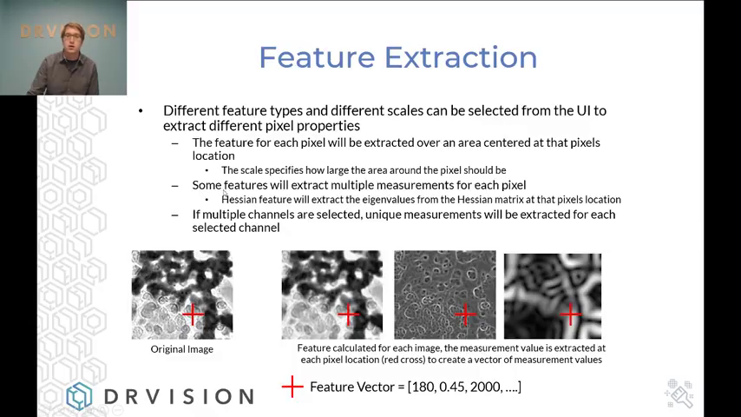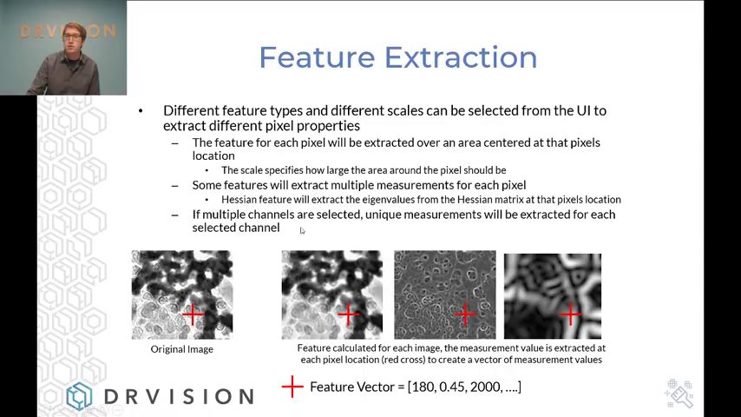It's also important to point out that some features will extract multiple measurements for each pixel. For example, the Hessian feature will extract multiple measurements. For the Hessian feature, we create the Hessian matrix, and then we also extract the eigenvalues from it. For a two-dimensional case, there'll be two eigenvalues. In three dimensions, there'll be three eigenvalues. We don't want to use just one eigenvalue; we use everything that we can, and allow the classifier later to pick what is the best feature.